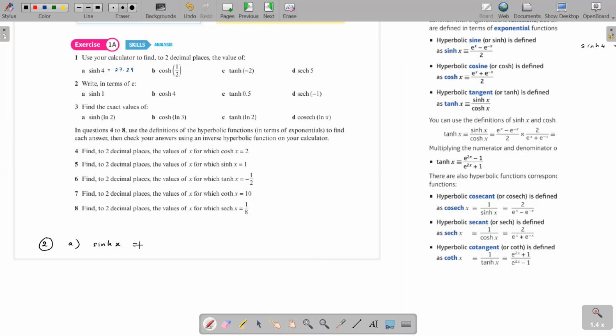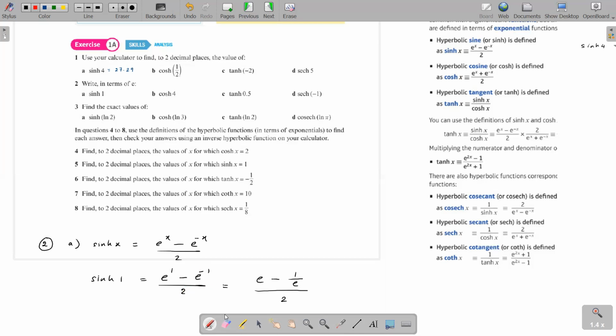So guys, we know sinh x is e to the power x minus e to the power minus x over 2. So if it's sinh 1, it's e to the power 1 minus e to the power minus 1, whole thing divided by 2. All right, guys. So you can simplify this a little bit. e to the power minus 1 is actually 1 over e. So they wanted you to keep the answer in terms of e; maybe you could keep it like this.